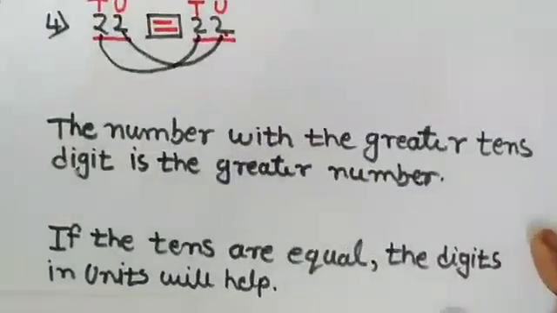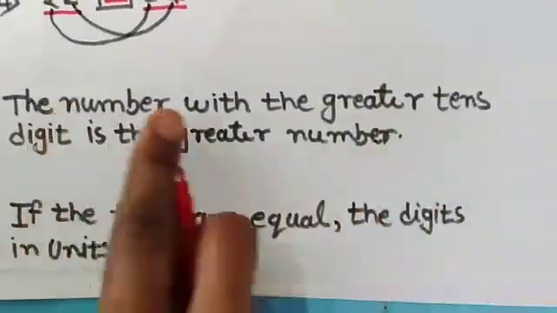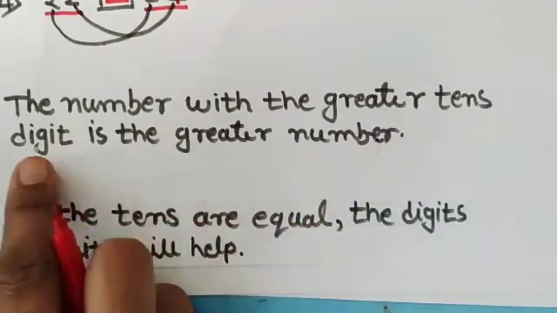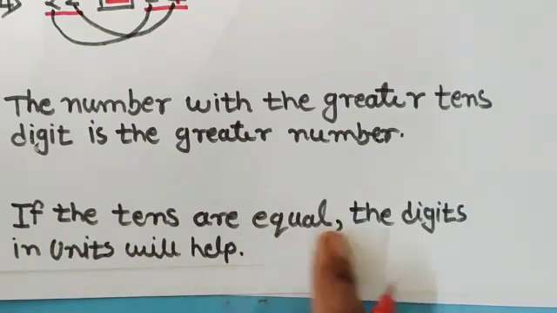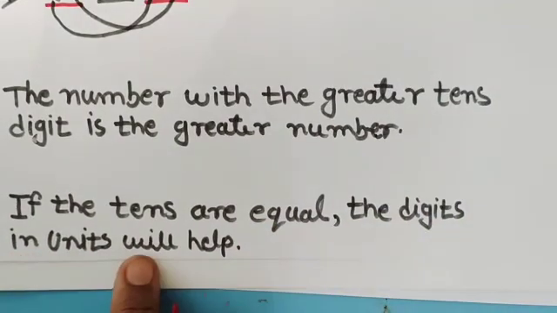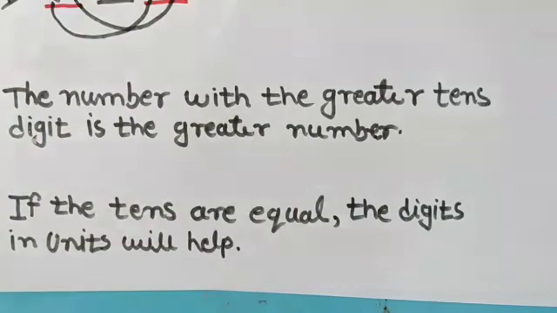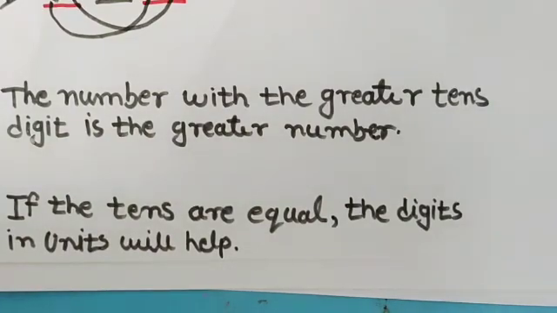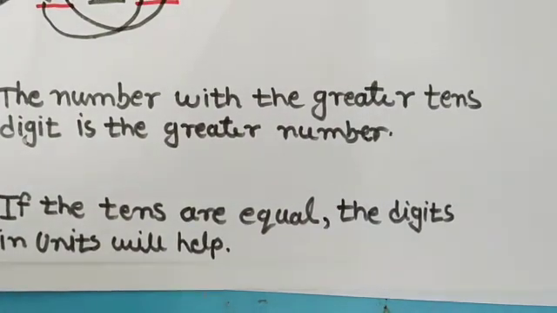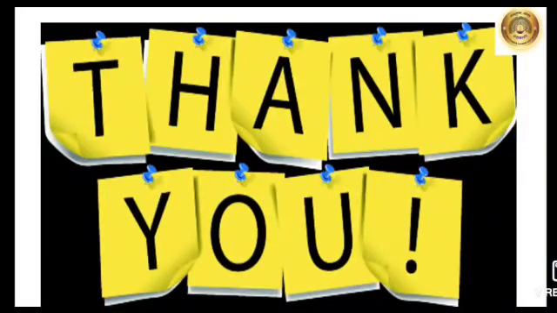So remember, children, the number with the greater tens digit is the greater number. If the tens are equal, the digits in the units place will help you. Remember, children, for 2-digit numbers, these points will help you to understand which one is greater and which one is smaller. Children, I hope you understood this topic. So please do practice at home.